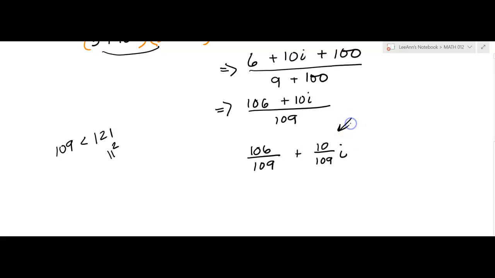And for the other fraction, in order to simplify, it would have to go into 10 and 109. So 10 would have to be divisible by 2 and 5. So 109 would have to be divisible by either 2 or 5, and it's not. So I would just leave it this way.